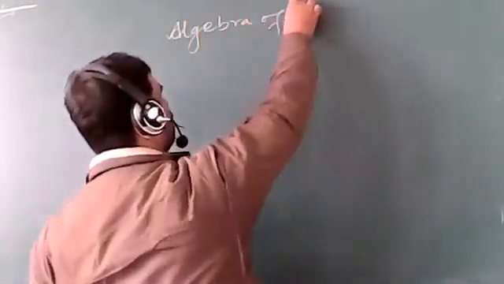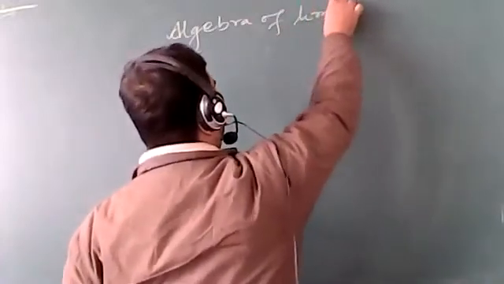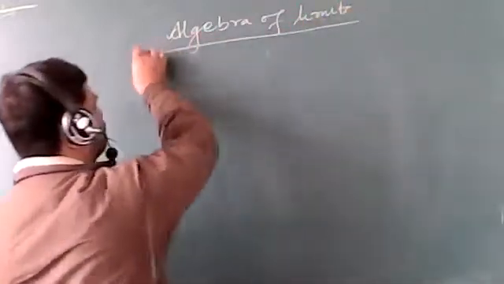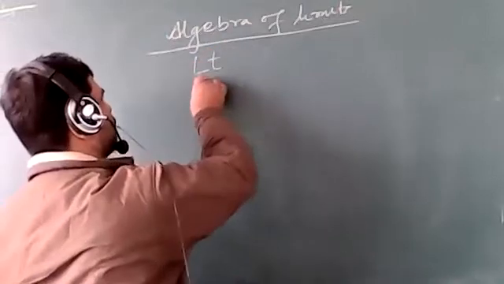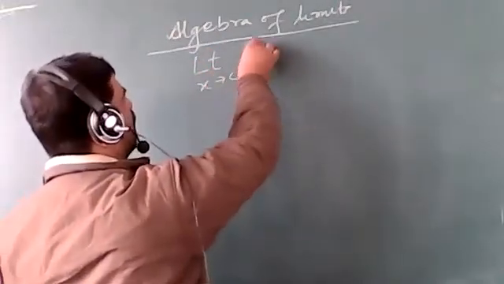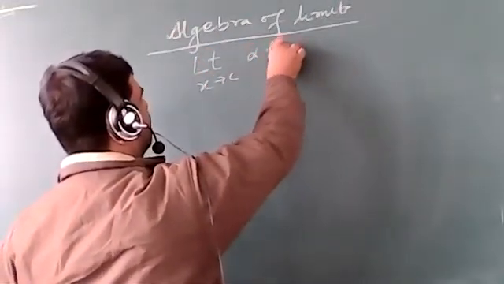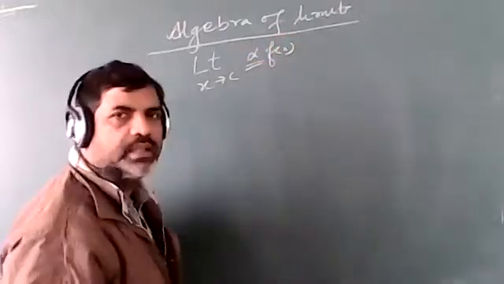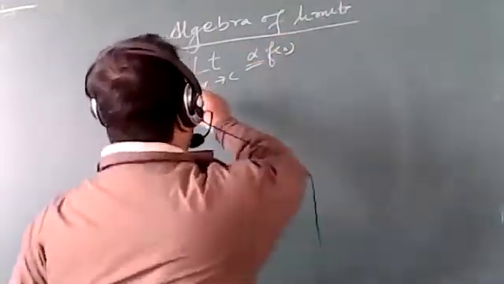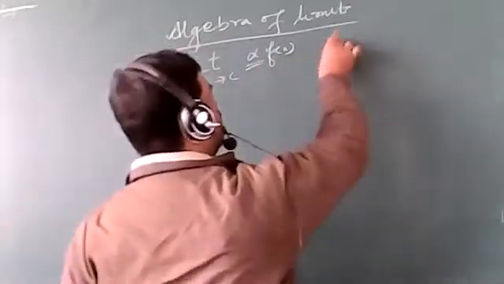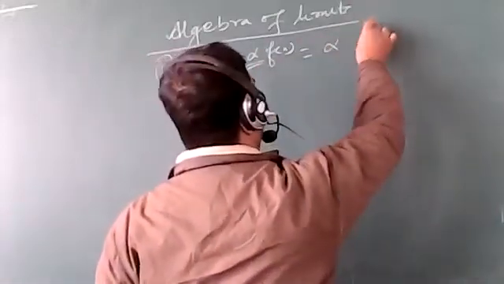Algebra of limits. Limit x tending to c of alpha f(x), where alpha is a constant, then this alpha will come first. Alpha will be multiplied into f(c).